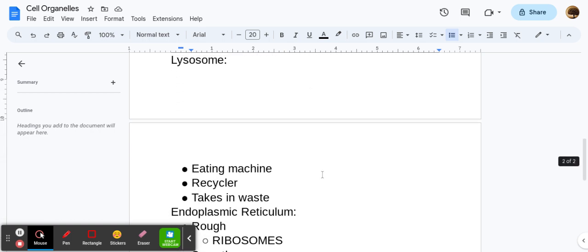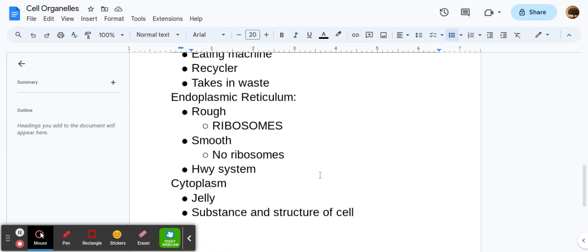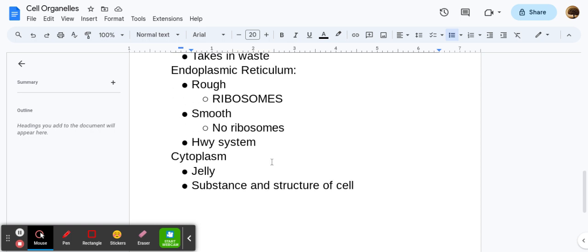Lysosome, it's an eating machine. It's a recycler. It takes in waste. It's kind of like the thing from the Grinch movie that crushes things, what the Grinch has. The endoplasmic reticulum, it's a highway. The rough one has ribosomes. The smooth one has no ribosomes. Basically, those are the differences between the two. Cytoplasm, it's the jelly. It's kind of like the air on our earth. It's what holds everything together.